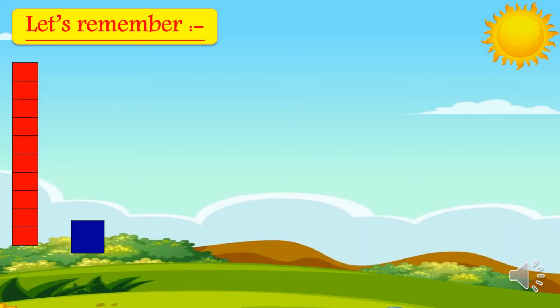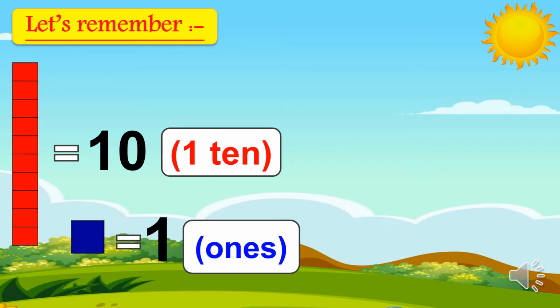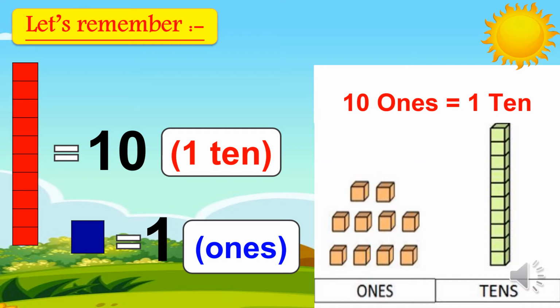Let's remember together. We have here one stick. We said before, one stick equals 10, or we can say 10. Look here, we have one small square equals 1, or we can say ones. So 10 ones equal 10. Again, 10 ones equals 10, one stick.